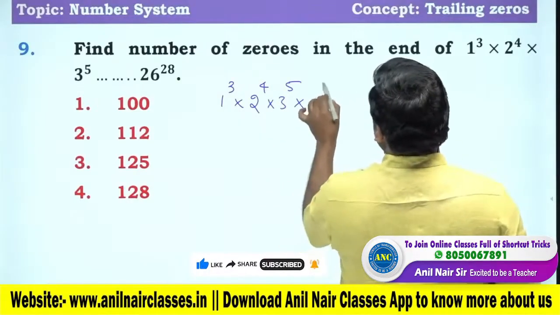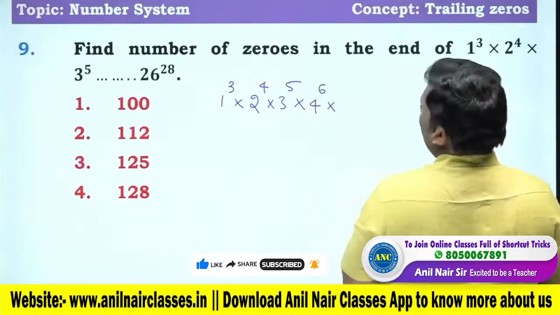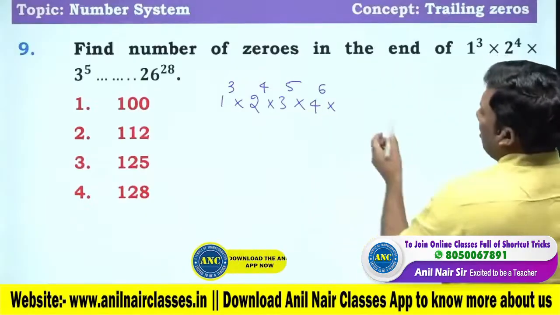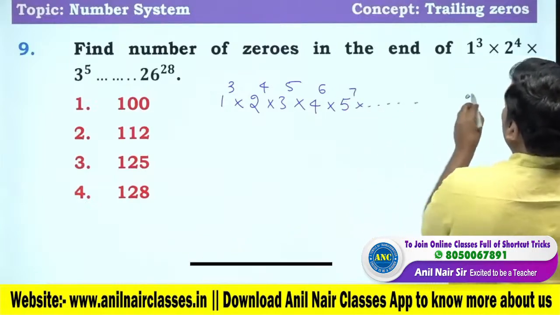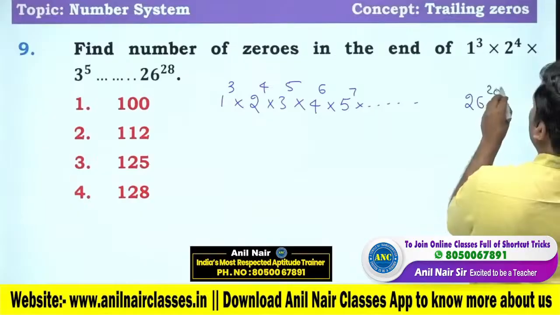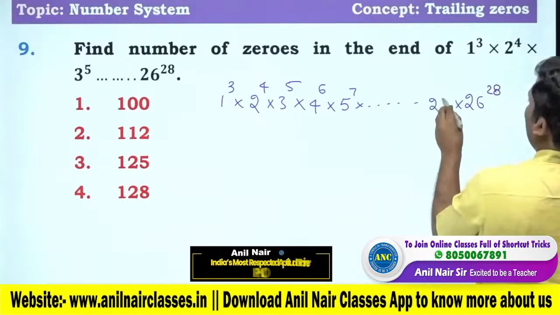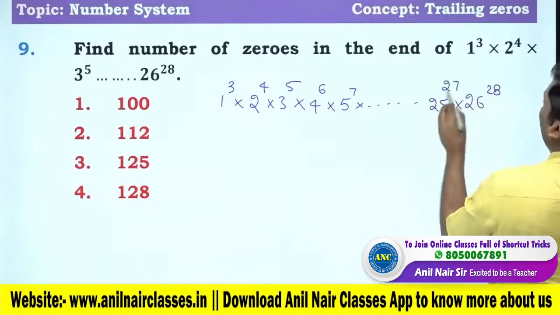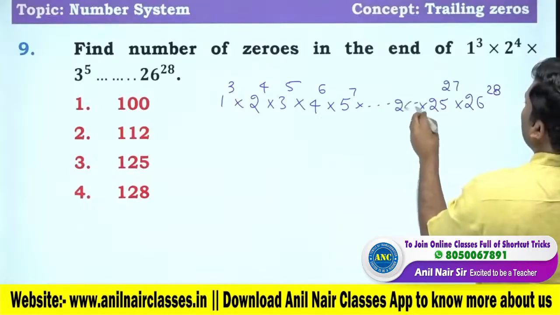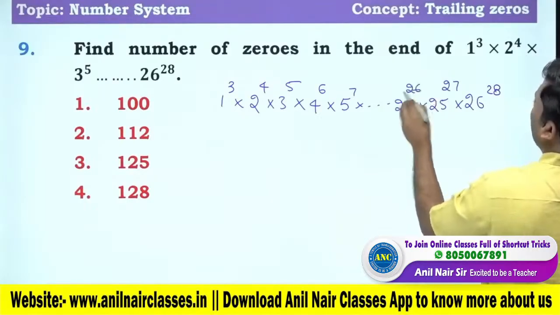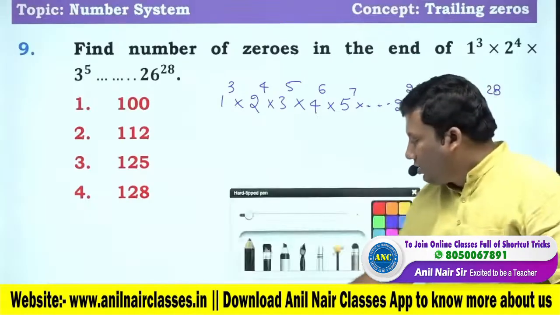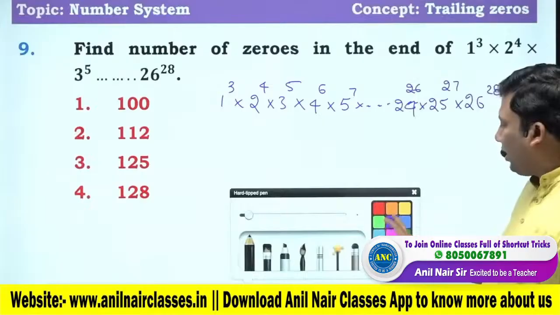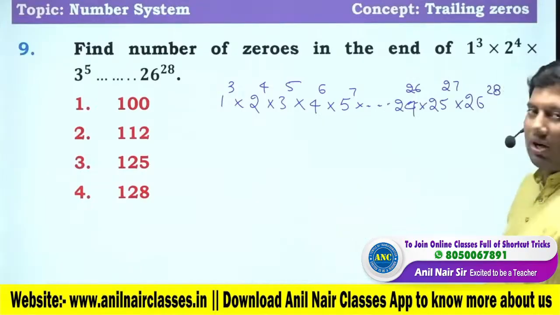So, increase of 1 in the base. So it is 5 power 7 and so on up to 26 power 28. Before that, the number is 1 less than 25 power 27, then 1 less than 24 power 26. Now, if you see here, it seems like a complex question. With understanding the question, you can solve it.